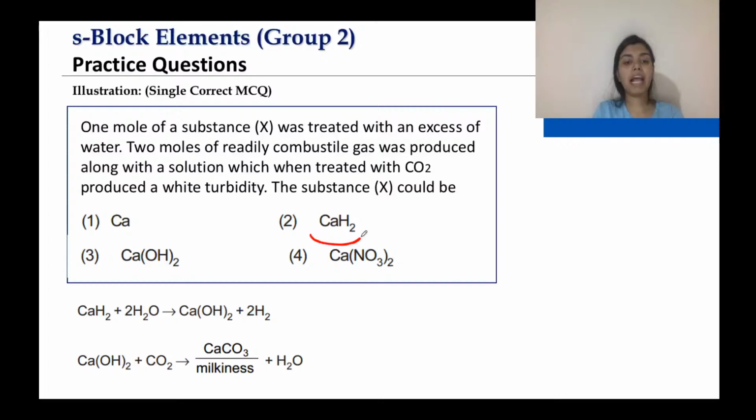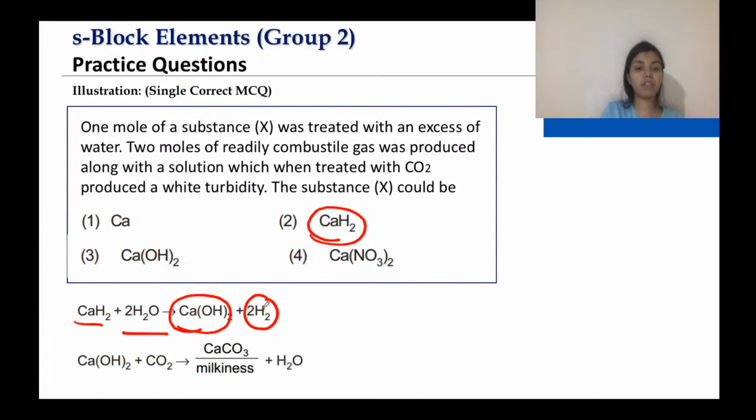So X should be calcium hydride. Calcium hydride reacts with water to give you calcium hydroxide plus a flammable gas or a combustible gas which is hydrogen. This calcium hydroxide on reaction with CO2 will give you what? Calcium carbonate, which is responsible for the white turbidity or the milkiness, as we have discussed in the session today.